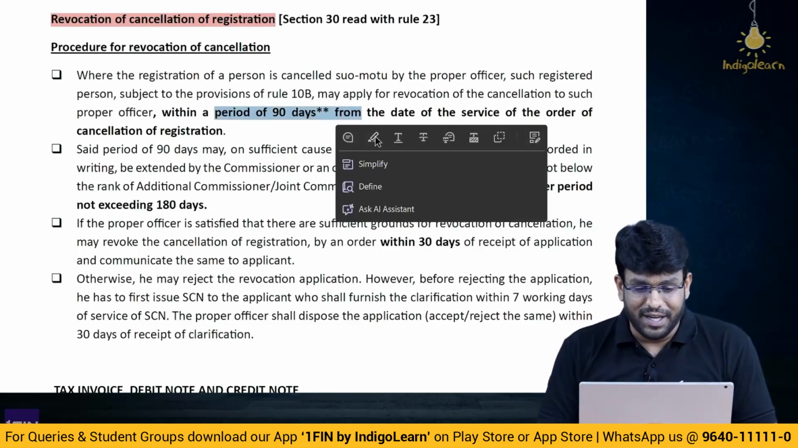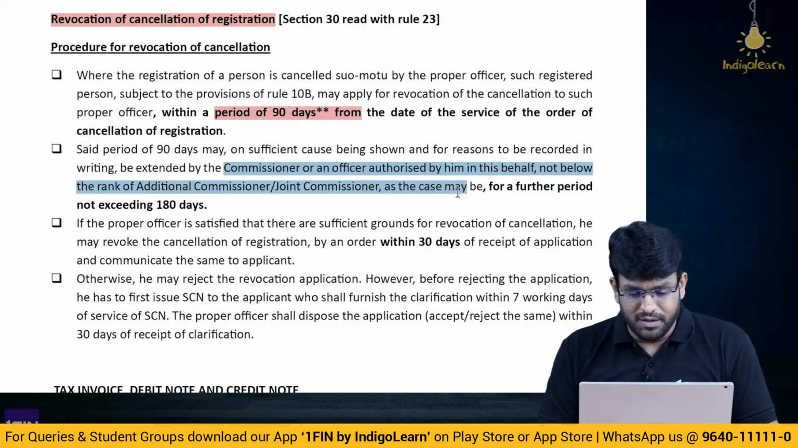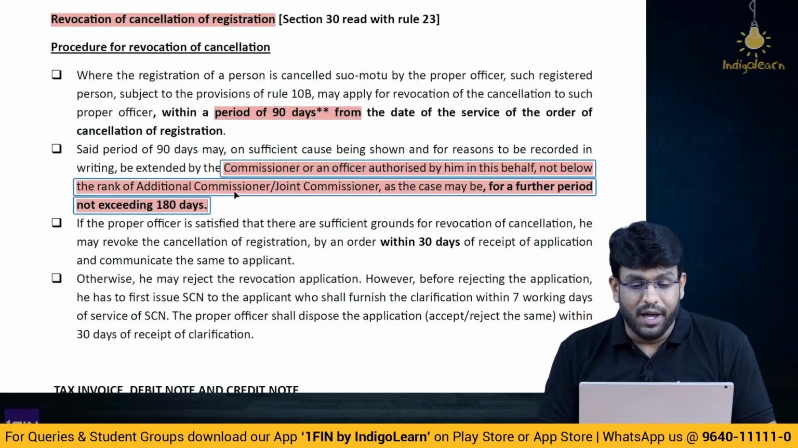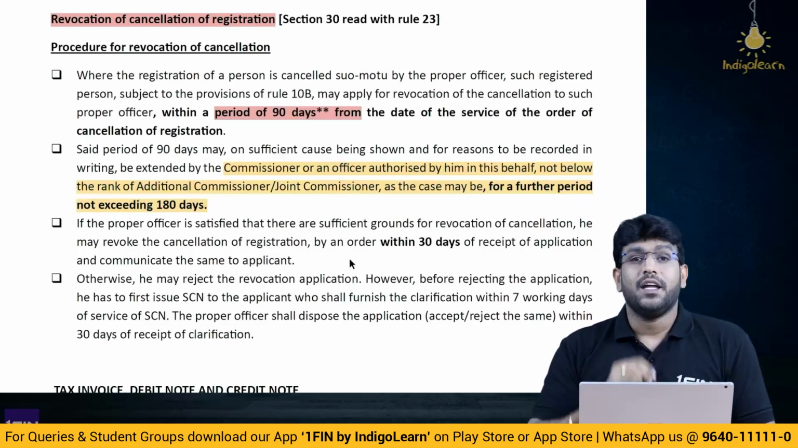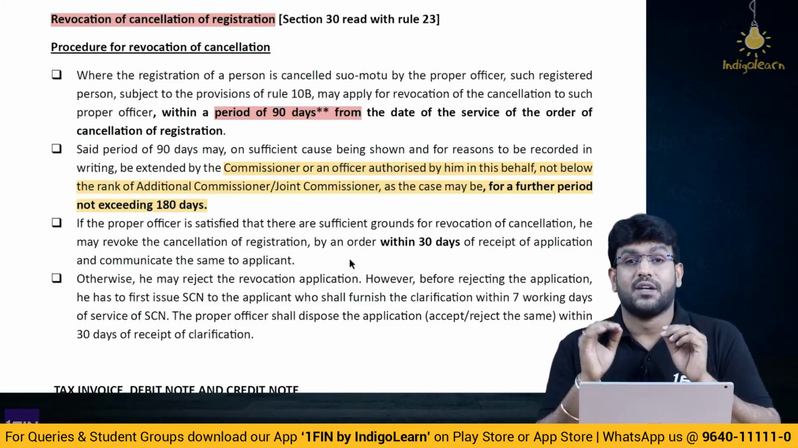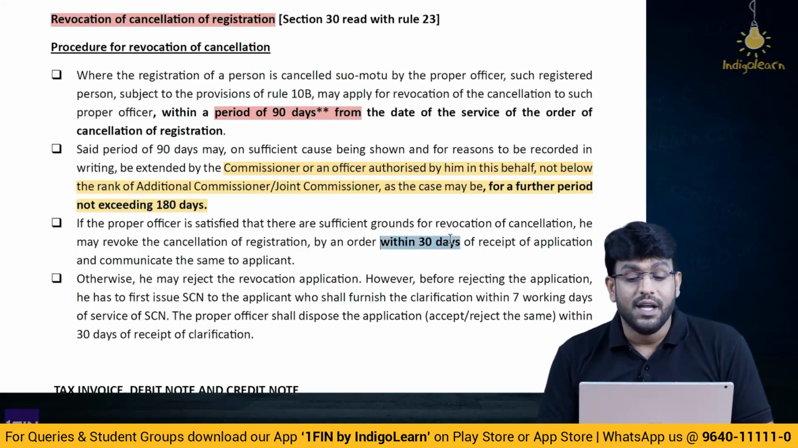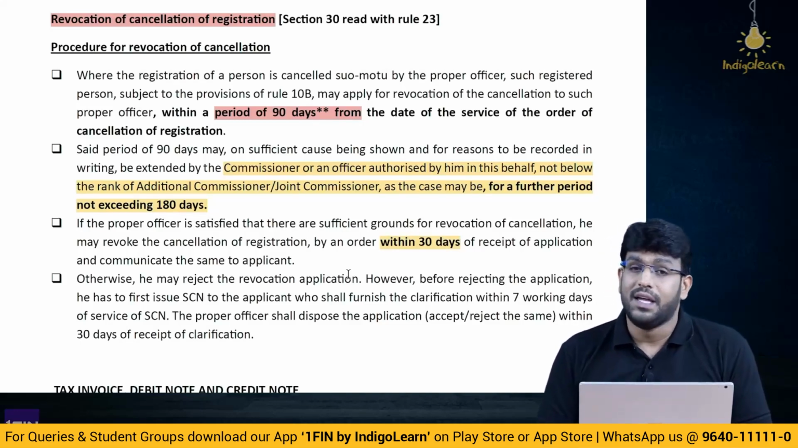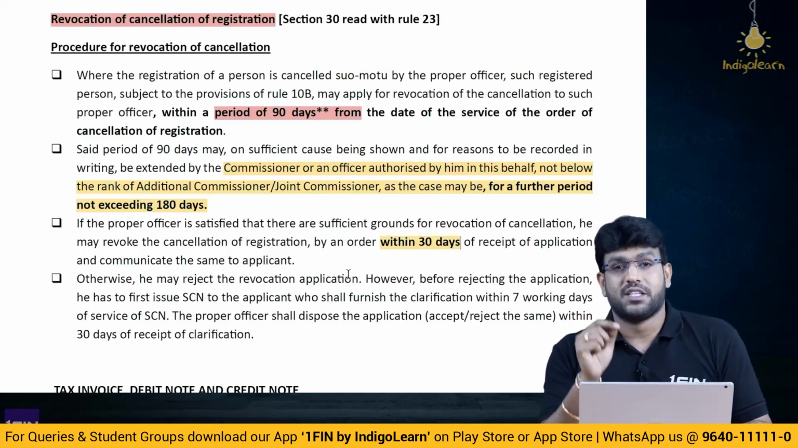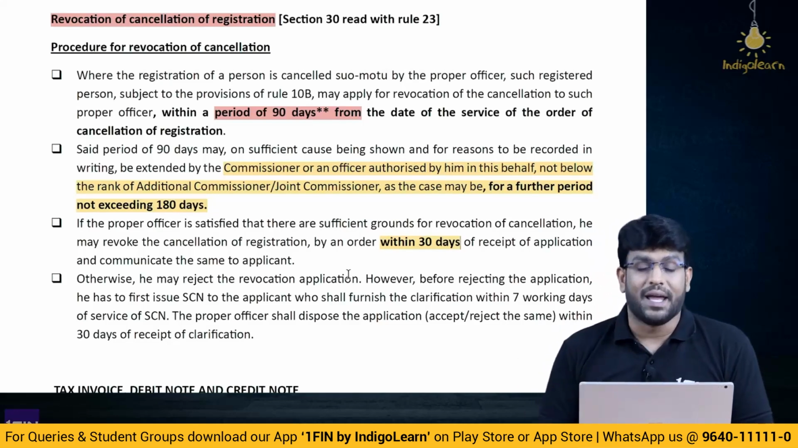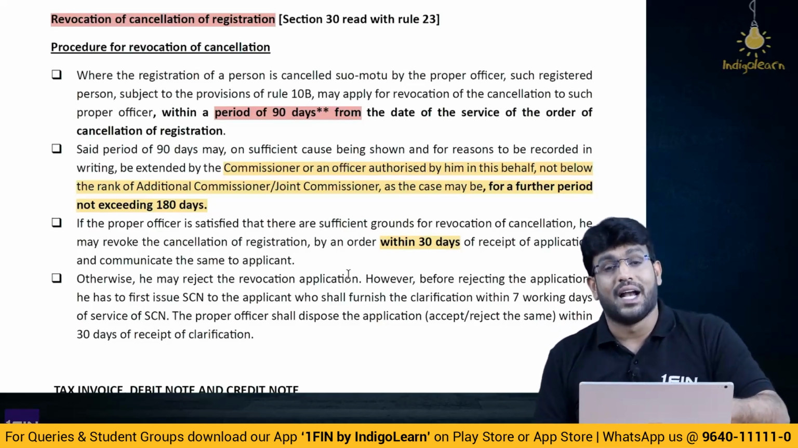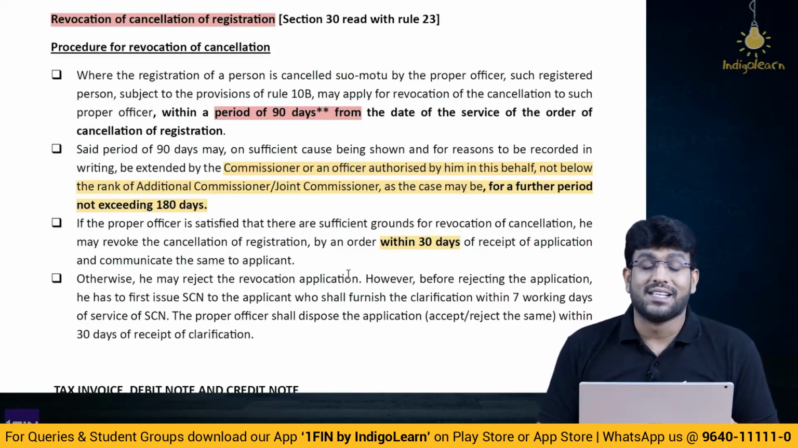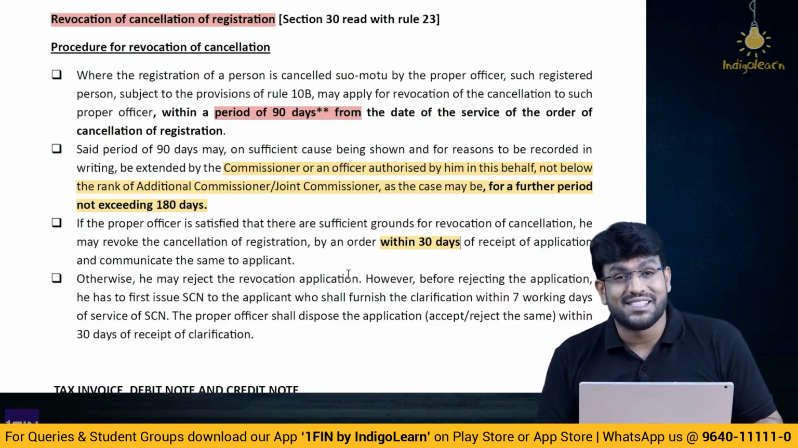First, the basic period is 90 days, and the commissioner or any other officer not below additional or joint commissioner can extend it for a further period not exceeding 180 days. If the proper officer is satisfied that there is sufficient reason for revocation, he may pass an order within 30 days from receipt of the application. And if he wants to reject, my dear friends, he can reject, but before rejecting, he must give a notice and grant 7 days time to reply. And the reason for that logic is very simple, that you have to give something called an opportunity of being heard. Technically, we call it the principles of natural justice.